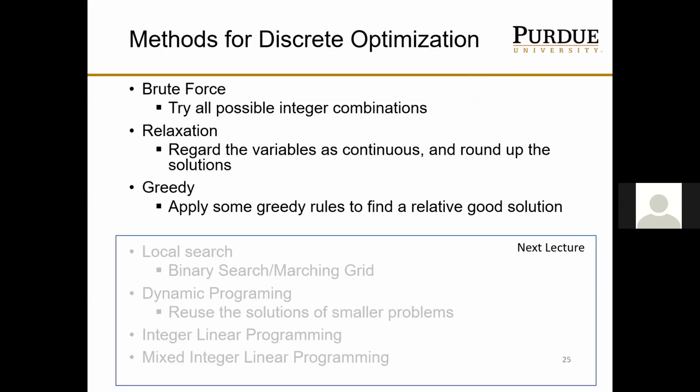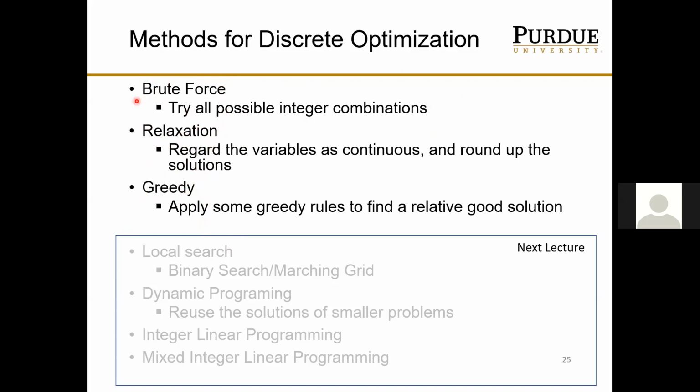Again, hopefully in this lecture I gave you some introduction to discrete optimization problems and some simple, easy algorithms to solve them. Relaxation is one of them, right? You just regard it as a continuous problem and then try to solve it. The greedy one will be very problem specific. You need to generate some greedy rules to find good solutions. But again, relaxation and greedy cannot guarantee a good solution for you.